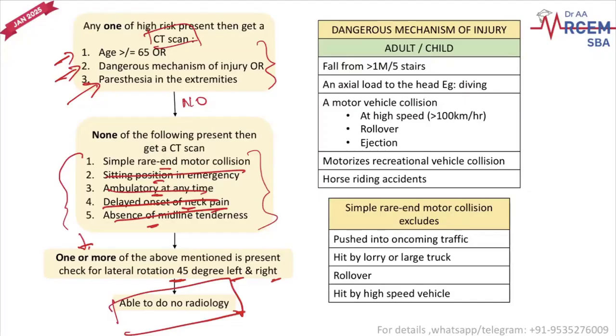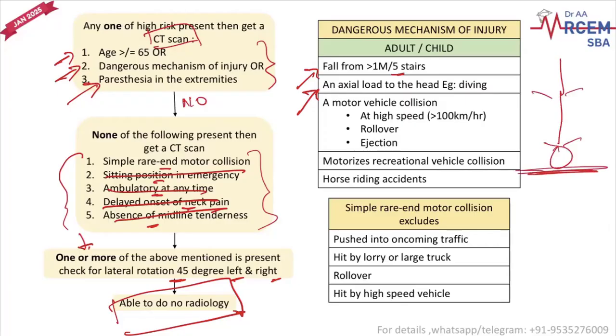All right. Let us see what is a dangerous mechanism of injury in the Canadian C-spine rule. A fall of more than 1 meter or 5 stairs, an axial load while diving, where he has direct impact over the head, meaning the entire body weight. While diving, he'll be diving in this manner, and this is the head.